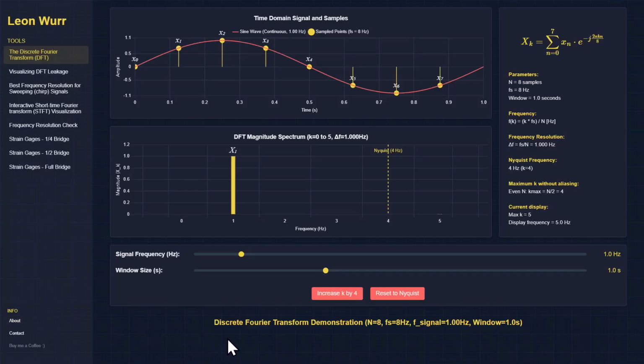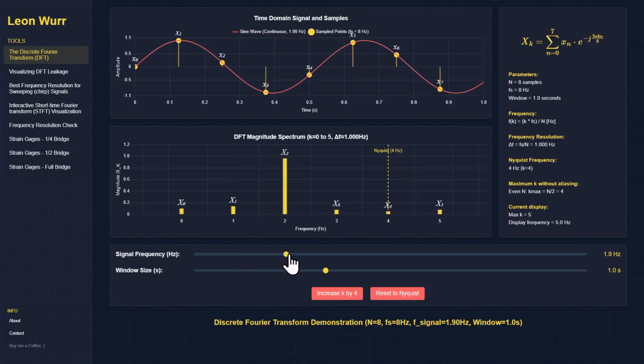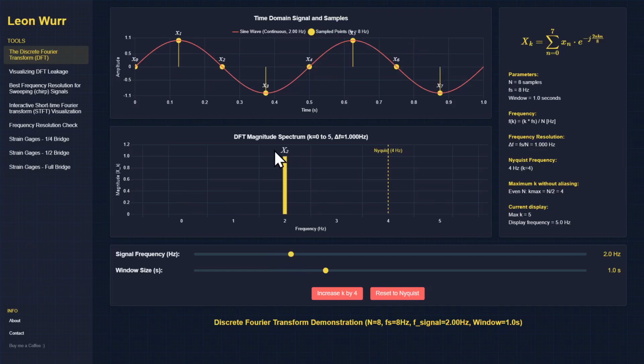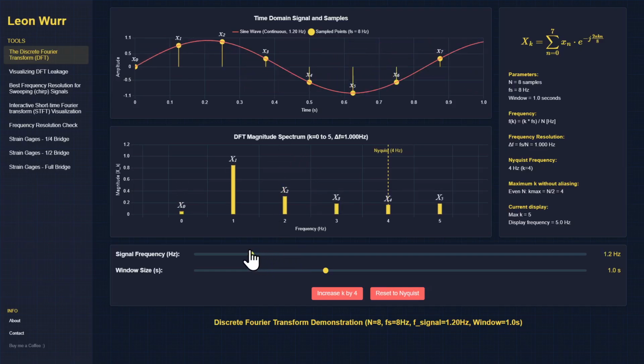All right, starting with the Discrete Fourier Transform demonstration tool. In this tool, we have two graphs. On the top, I have the time domain signal, and in the bottom, I have a spectrum. On the top graph, I have a sinusoid in red. This is an analog signal that I am sampling, the samples in yellow. We can control the frequency of this signal with this slider. And of course, below you will see the spectrum updating.